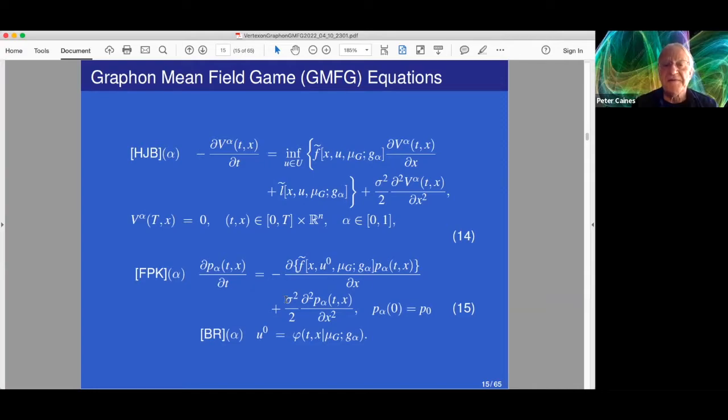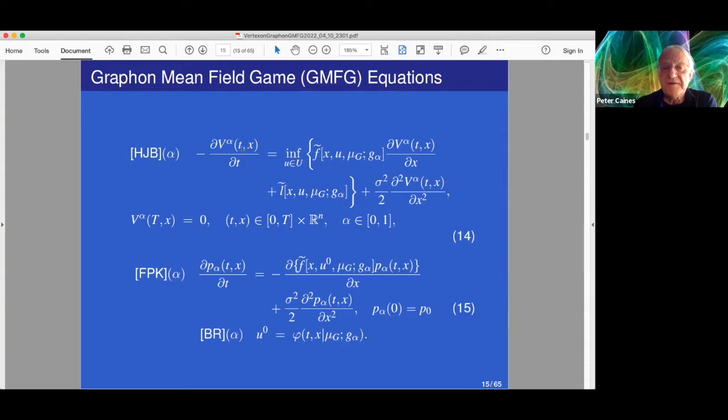Assuming that these limits exist, we go formally to the infinite population, infinite graph situation. Then we have what we call the Graphon Mean Field Game equations, which formally look very much like the familiar Hamilton-Jacobi-Bellman, Fokker-Planck-Kolmogorov pair. We also don't necessarily have to assume that a density exists; we can simply have the measure of the associated stochastic differential equation.